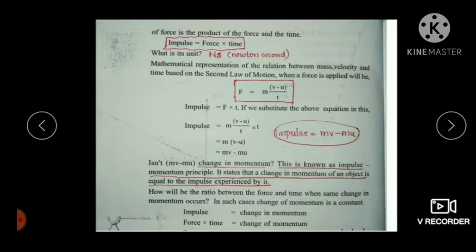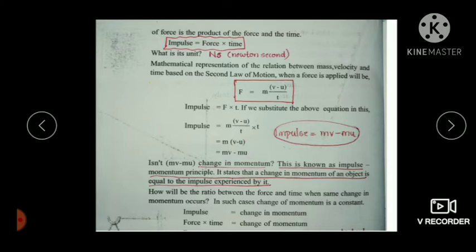In the previous class, we studied the mathematical representation of Newton's second law of motion as F is equal to m into (v minus u) by t. Then impulse is equal to F into t. So instead of this F, we have to substitute m into (v minus u) by t. So the equation becomes impulse is equal to m into (v minus u) by t into this time t. Here one t is in the denominator and one t is in the numerator, so we can cancel these two t. So the remaining terms are m into (v minus u).